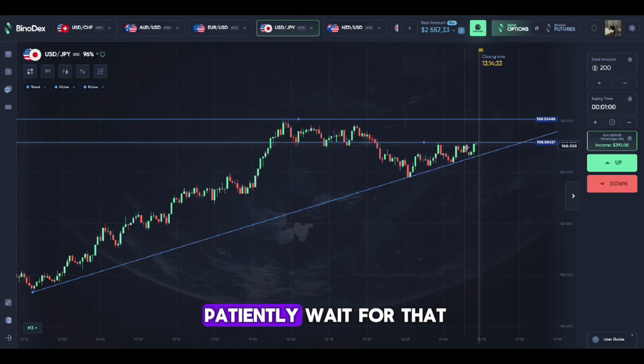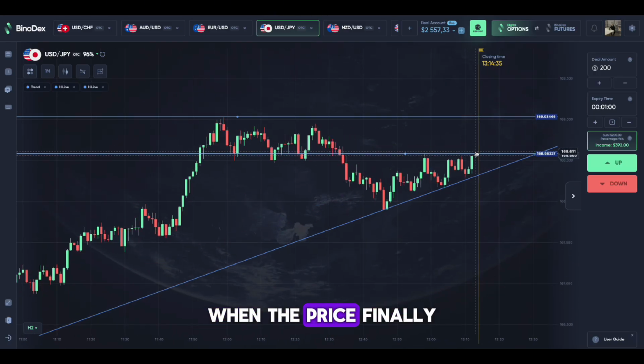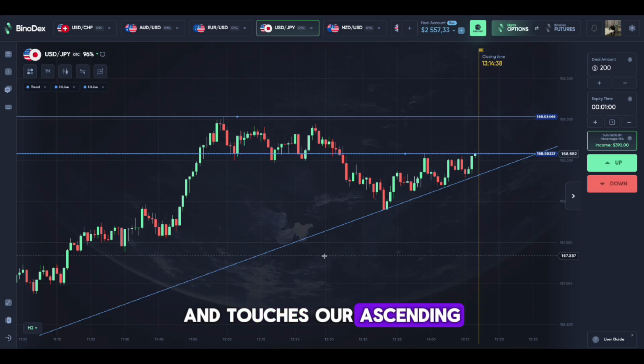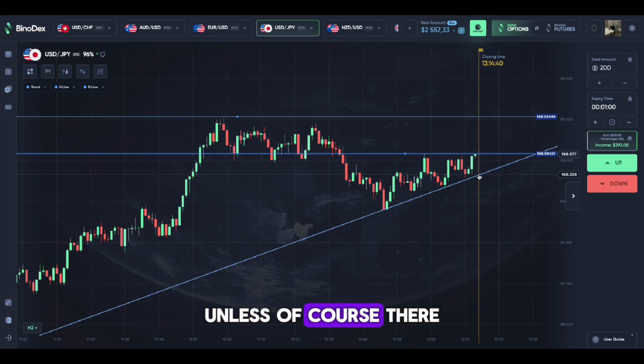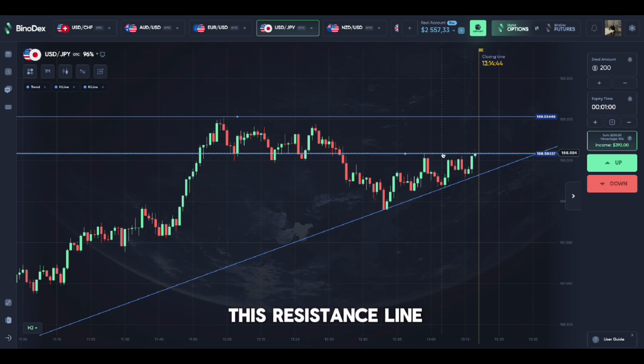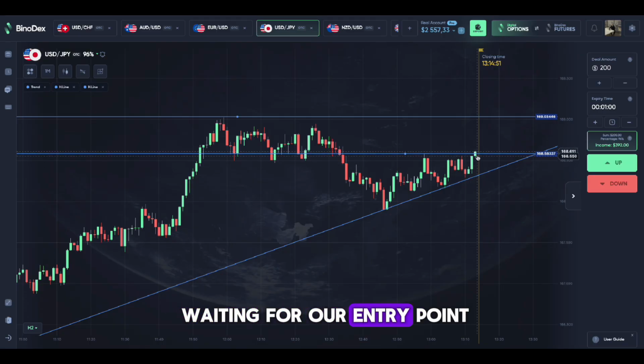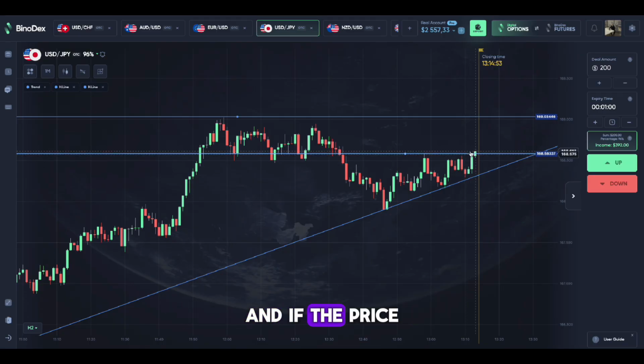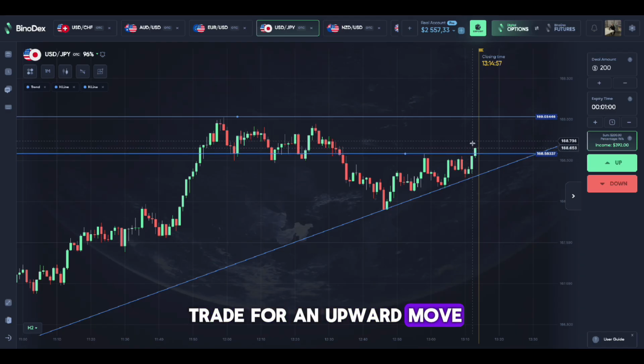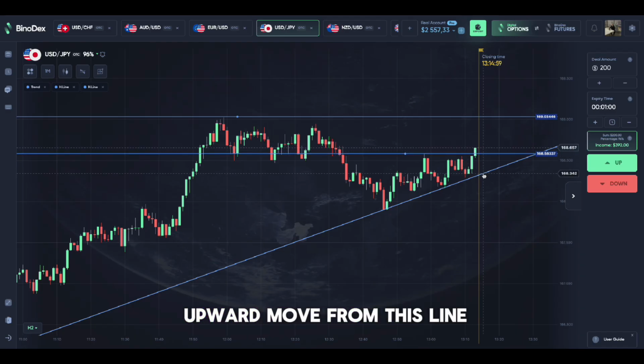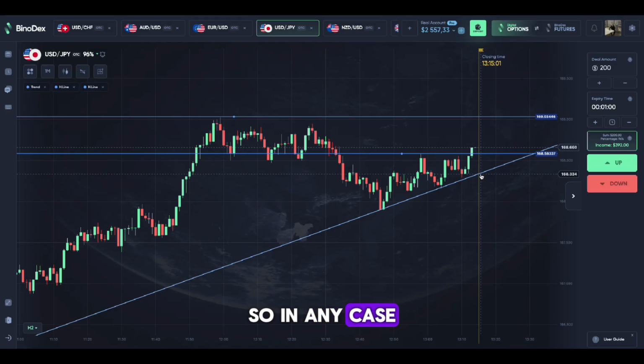But for now, let's patiently wait for the moment when the price comes down and touches our ascending trend line. Unless, of course, there is a significant bullish breakout, a clear breakout of this resistance line, in which case we will look to immediately open a new trade for an upward move. So right now we're waiting for our entry point. If the price breaks through this line, we'll open a trade for an upward move, or we will open a trade for an upward move from this line. So in any case, we will be opening a trade for an upward move.